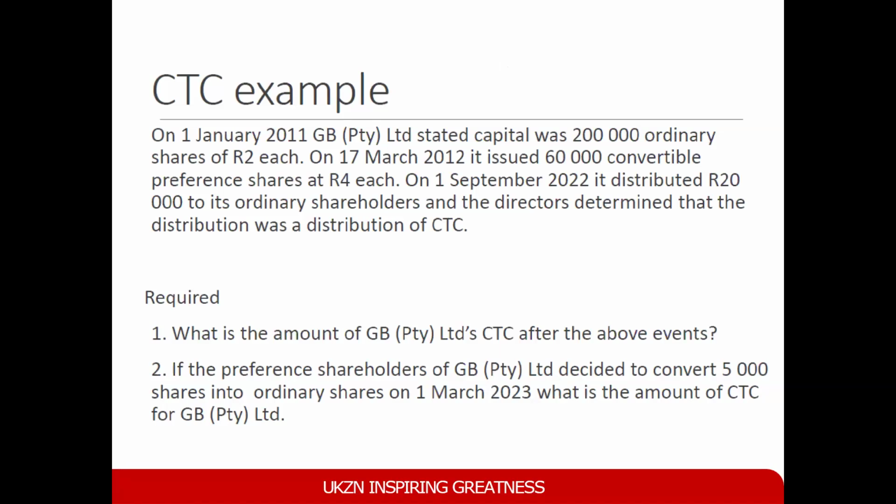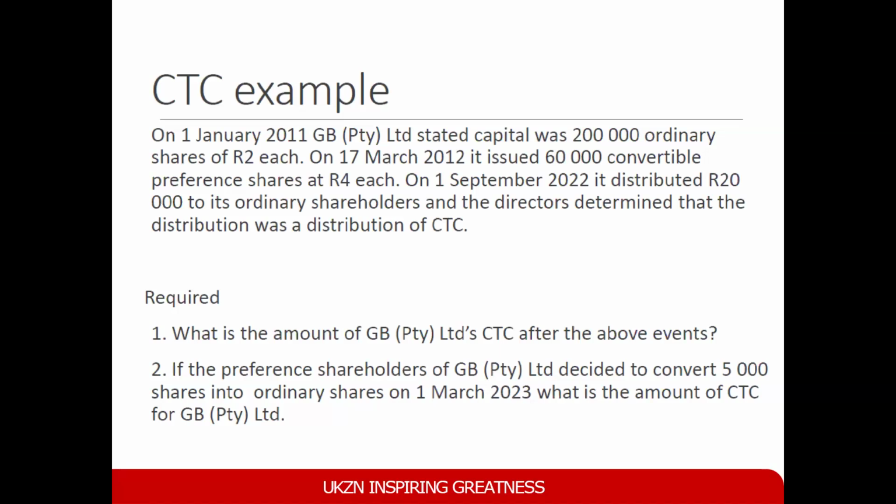So required, what is the amount of GDP after the above event? So you need to know what happened actually. We had 200,000 ordinary shares at 2 rand each. Now if we deduct 20,000 out of that, how much is the CTC left? It should be 180,000. So if the preference shareholders of GP decide to convert 5,000 shares into ordinary shares on first, what is the amount of CTC?